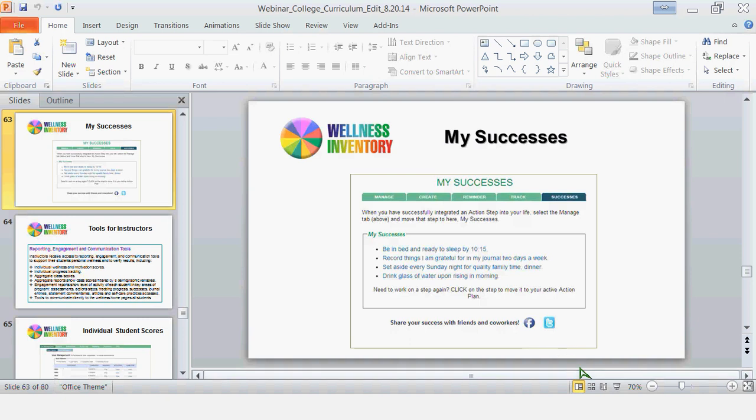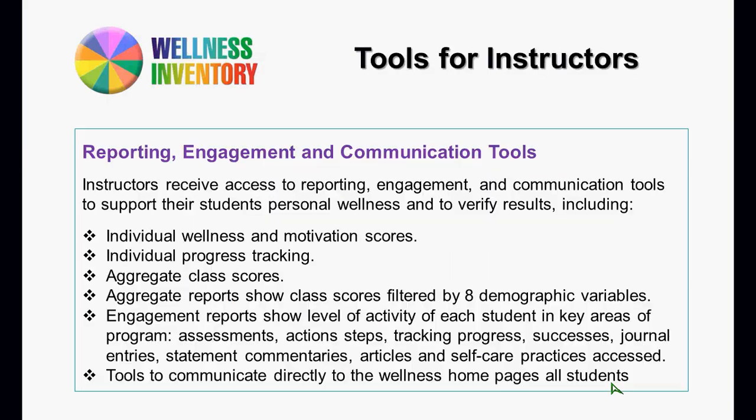So now I'm going to go back and complete here on the PowerPoint. So now we will get to the tools for instructors. So we have reporting, engagement, and communication tools that are available to you, that support your students' personal wellness and to verify their results. And these include individual wellness and motivation scores, individual progress tracking, aggregate class scores, aggregate reports showing class scores filtered by 8 demographic variables, which are really interesting, and probably most important, engagement reports.